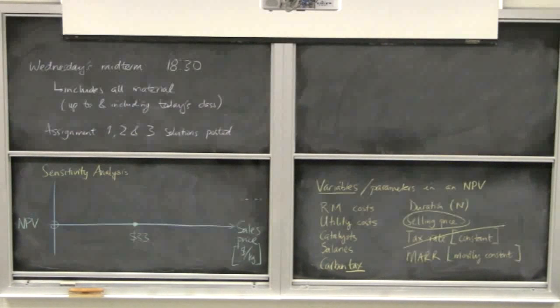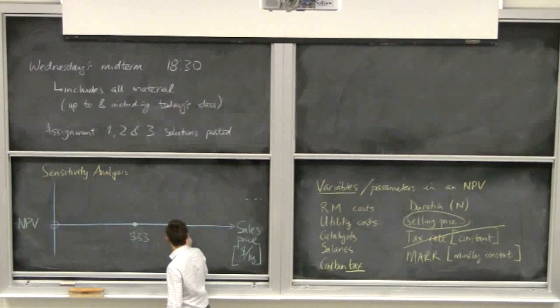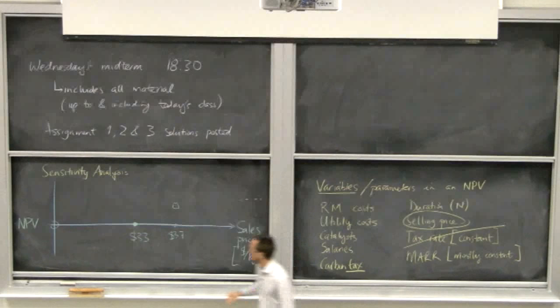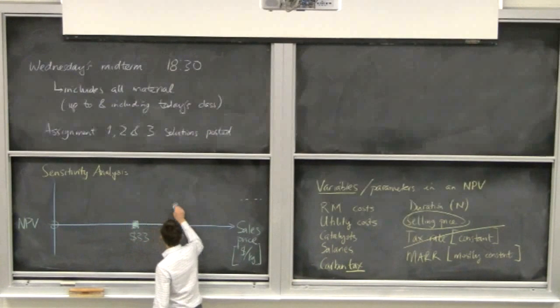Now, what happens when you choose to keep everything else in that NPV spreadsheet the same? You don't touch the tax rate. You don't touch any of the other numbers. And the only number you change is the sales price, and you make that $37. NPV goes up, okay? So if we went to 37, NPV might be over here now. Initially we were exactly at zero, and now at $37, NPV goes up.